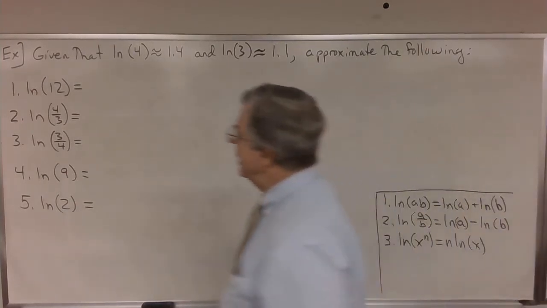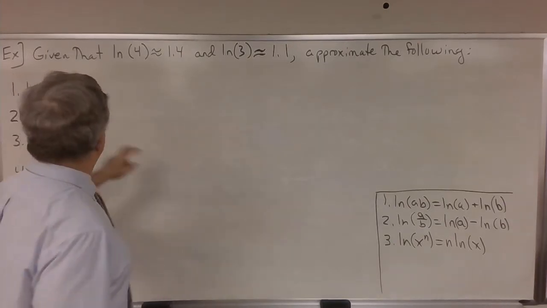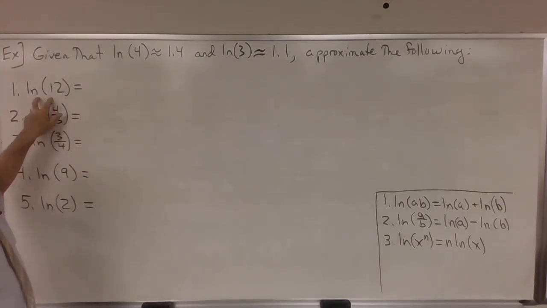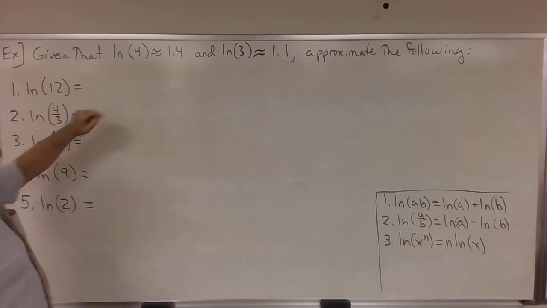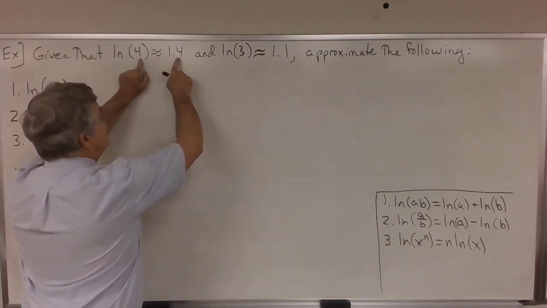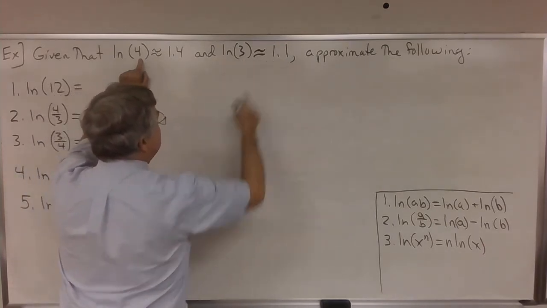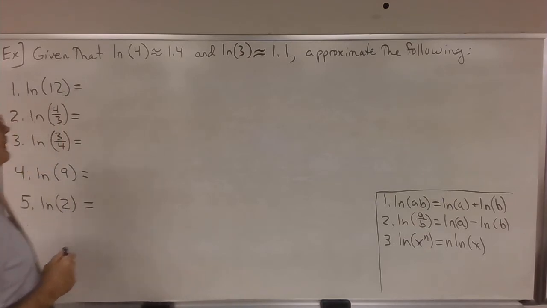The natural logarithm of 12. Now we're told to approximate the value of these things using only the facts that the natural logarithm of 4 is approximately 1.4 and the natural logarithm of 3 is approximately 1.1. So, how are we going to do this?